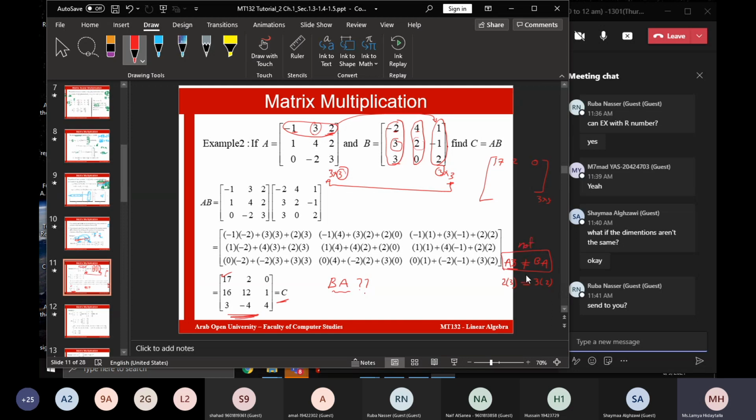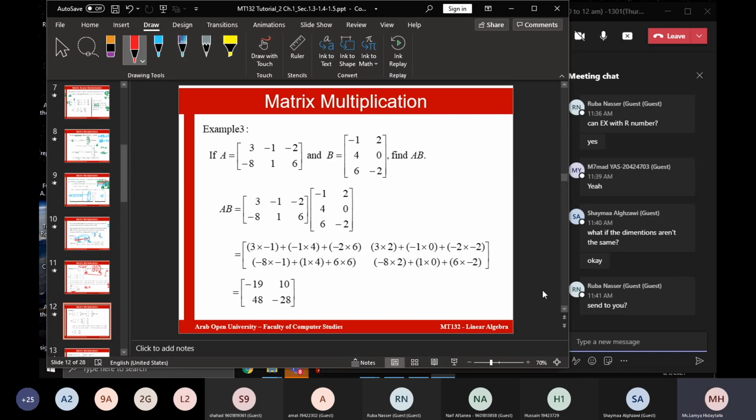A times B, it's not necessarily equal. Sometimes it could be equal, yes, but not always. So we cannot put it as a rule. So AB is not necessarily equal to BA. It's not like in real numbers, where 2 times 3 is 6 and 3 times 2 is also 6. But it's not this case. And you go and try to find B times A. That means you put the matrix B at the beginning, so this one will be here and this one here. And then you multiply after that. Clear?